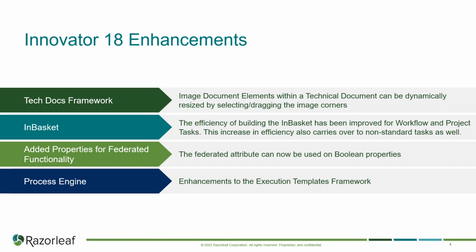Along with this, there are some more updates to federation within Aras, just another property being added within this release. The federated attribute can now be used on Boolean properties as well. There are not too many more of these simple federation updates on the roadmap. We can look forward to more exciting things from federation coming pretty soon. And then finally, introducing the process engine to Innovator 14 Plus, and especially with this release, enhancements to the execution templates framework.